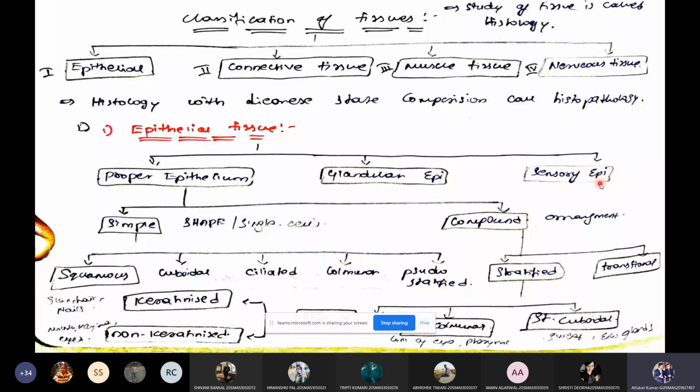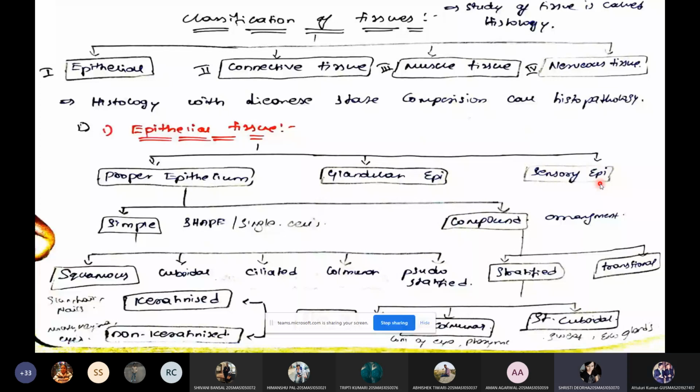Actually, epithelial tissue does not have any neural function. But there are some modified epithelia which have the property of sensing the outside environment. Those specialized sensing receptors are made up of a specialized epithelium called sensory epithelium. I will give examples of the types of sensory epithelium later.